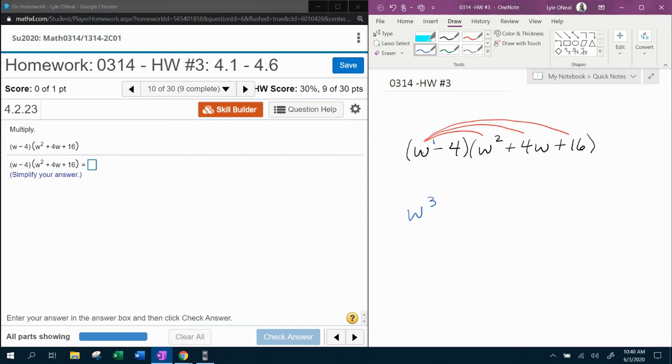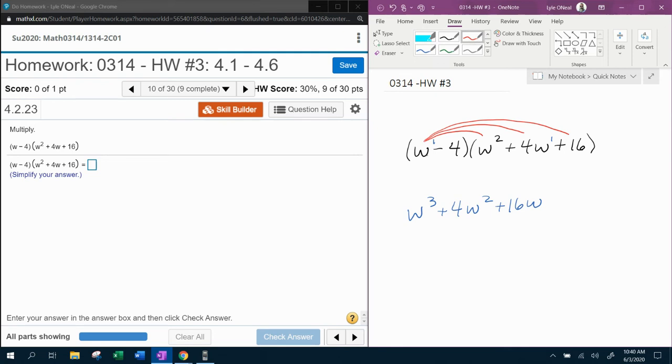Next, W times 4W. Multiply the coefficients. 1 times 4 is 4. W to the 1 times W to the 1 makes W squared. Again, when you multiply letters that are the same, you have to add their powers. And last time through, 1 times 16 is 16. Multiply the coefficients, and then the W is going to come along for the ride.